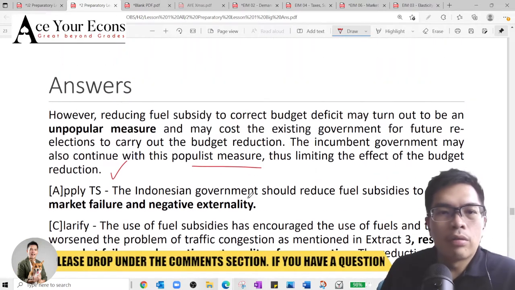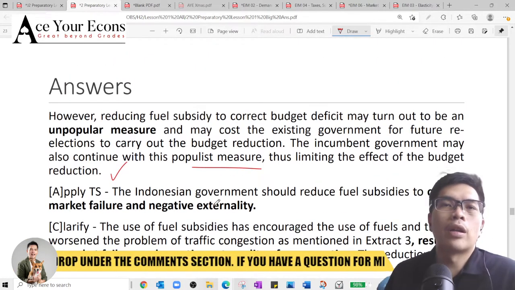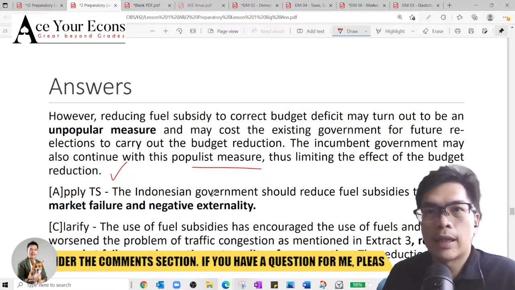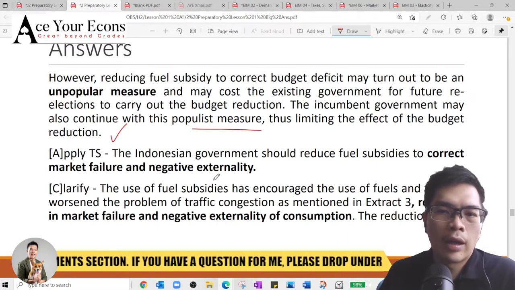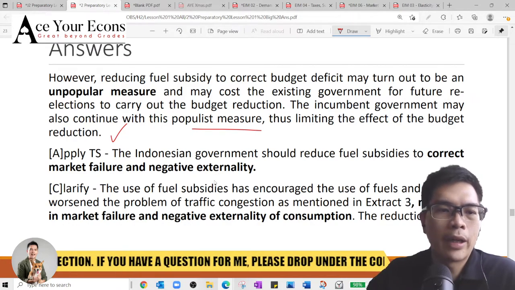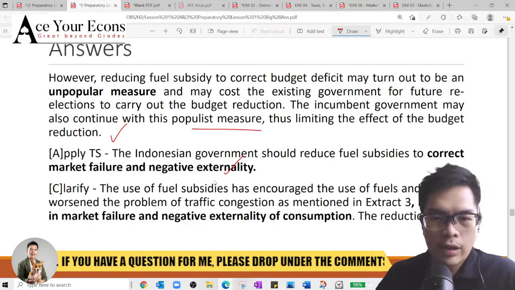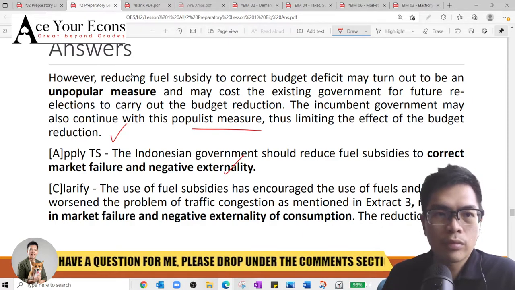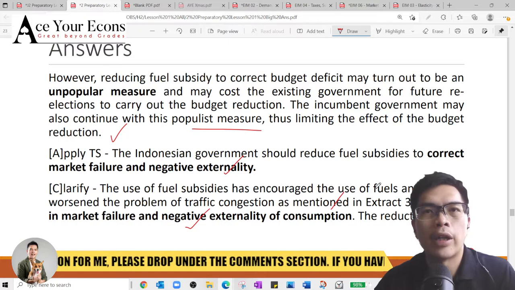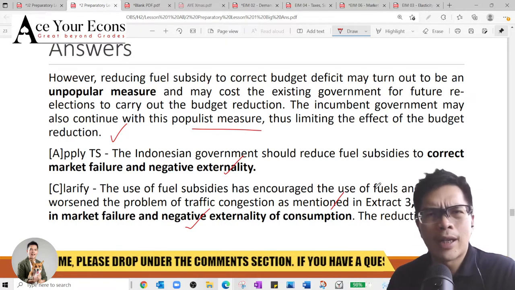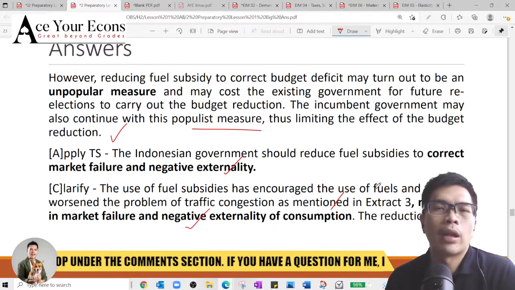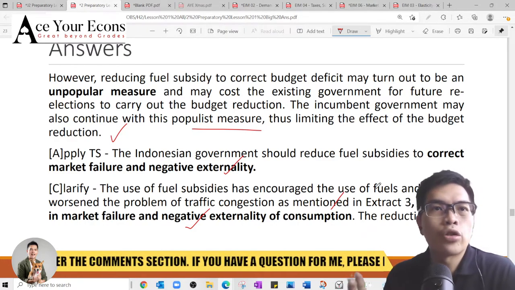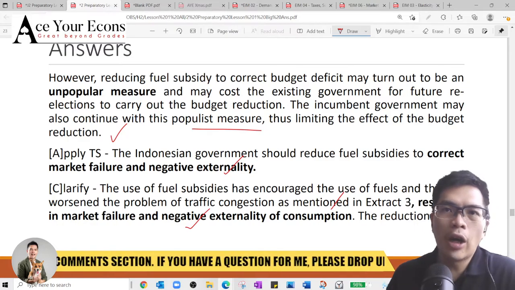Alright, I want to go on to the next point, which is what we have discussed. This is a very important point, so please pay attention to what I'm going to say right now, and do your necessary corrections. The next point is a should point. We should cut fuel subsidies because this is going to correct market failure and negative externality. So it's important to identify from extract three that there is traffic congestion, as a result of overconsumption of fuel. So you always have to connect the dots. Whenever there is a fuel-based or subsidies-based question, it is almost always resulting in a negative externality, or allocative inefficiency. So make sure you're able to address that, or identify it clearly.